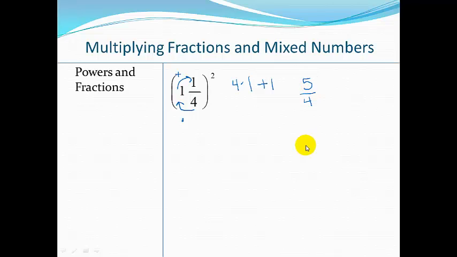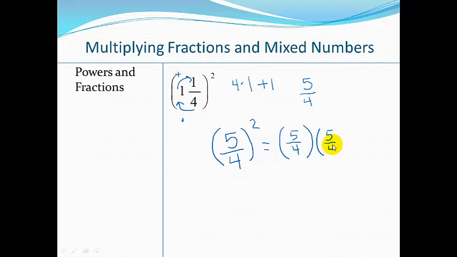So I'm just going to take my 5/4. And I'm going to put it to the second power. Okay, so remember this means 5/4 times 5/4. Right? The second power means that it's 2 of this. So that gives me 5 times 5 over 4 times 4. And again, I have nothing in common on top or on bottom. So 5 times 5 is 25. 4 times 4 is 16.